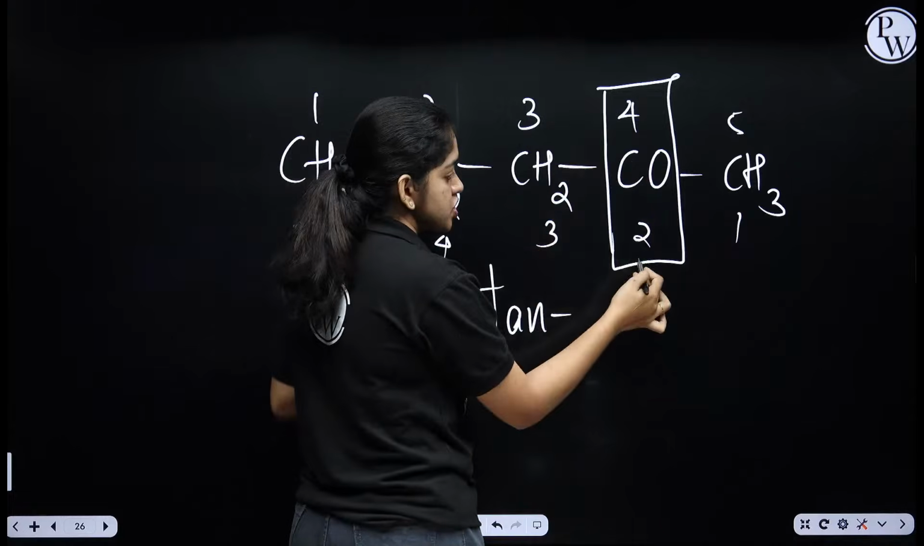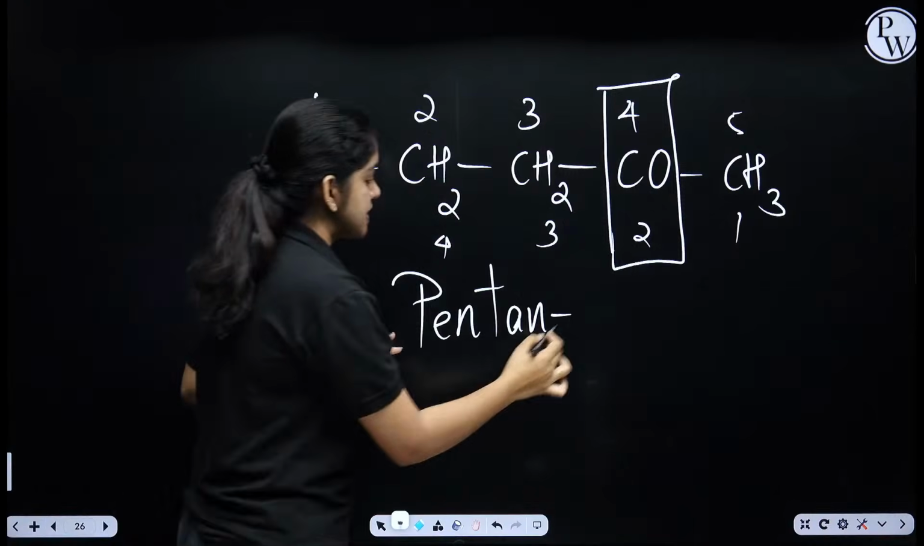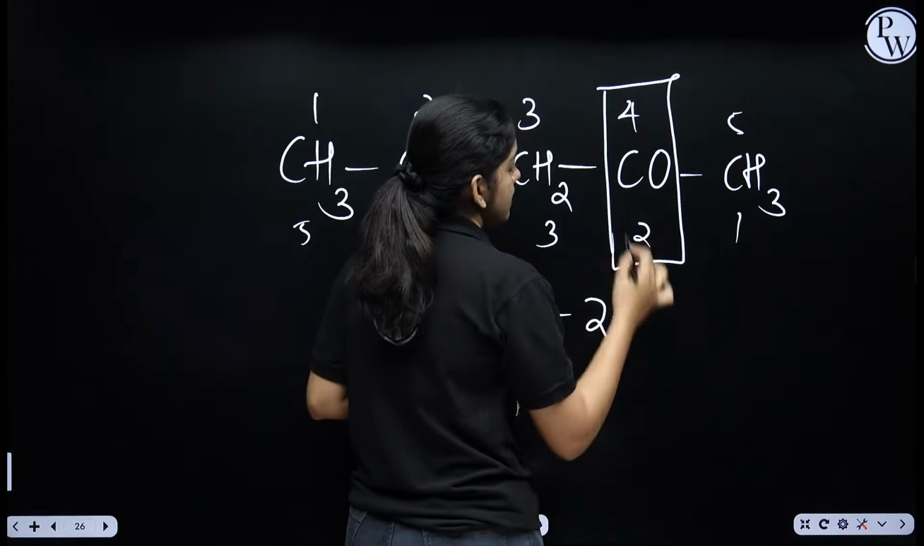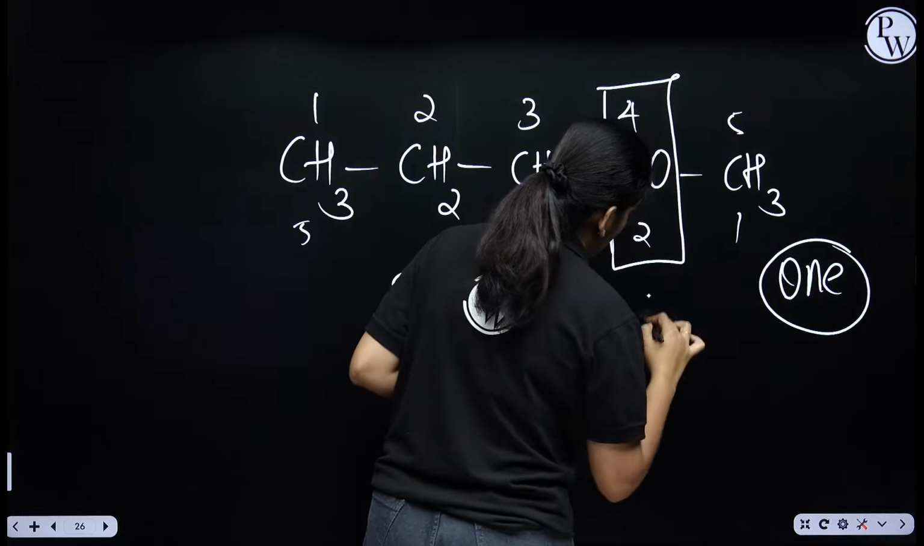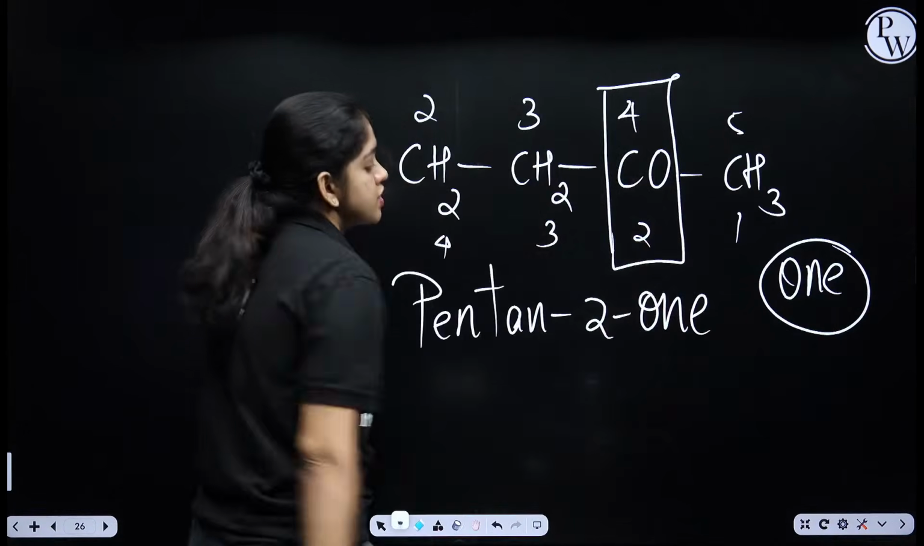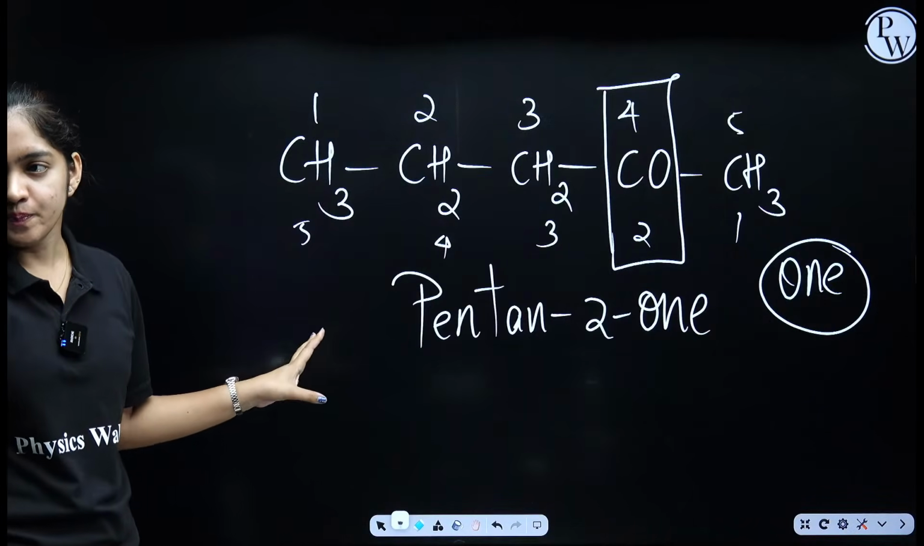Then second position. 2 and 4. Comparing, 2 is the smallest one. Mention 2. Pentan 2 hyphen. If ketone is present, the name will be ending with O-N-E, that is on. Pentan 2 on is the name of this organic compound. Clear? Got it?